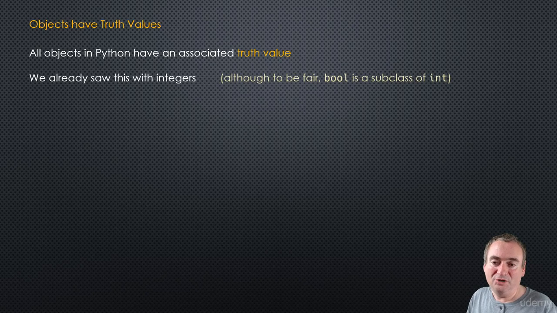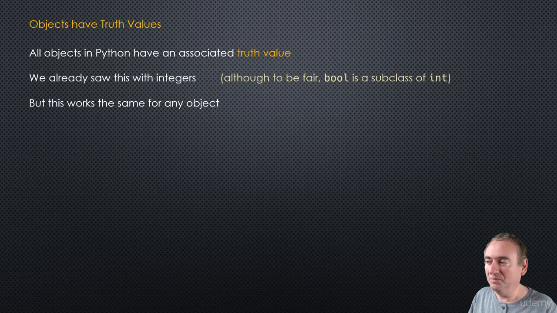Now, to be fair, bool is a subclass of int, so we might think that this really is just a special case. It only applies to integers because bool is a subclass of int, so there's a direct relationship between the two. But this actually applies to any object in Python. It works the same way for any object. And now the rules are pretty straightforward to determining whether an object is going to evaluate as truthy or falsy.